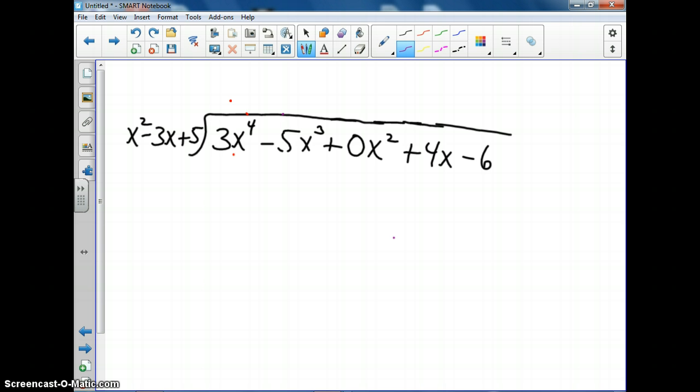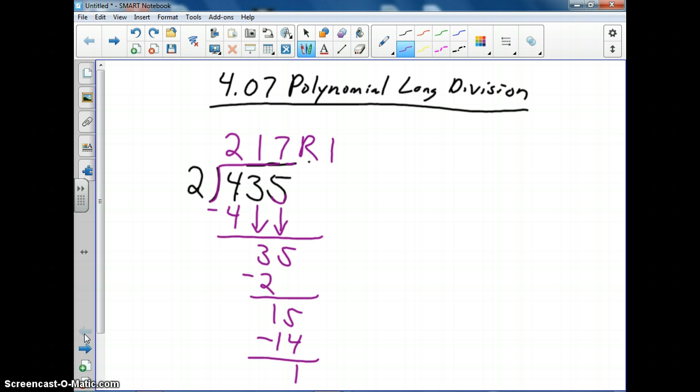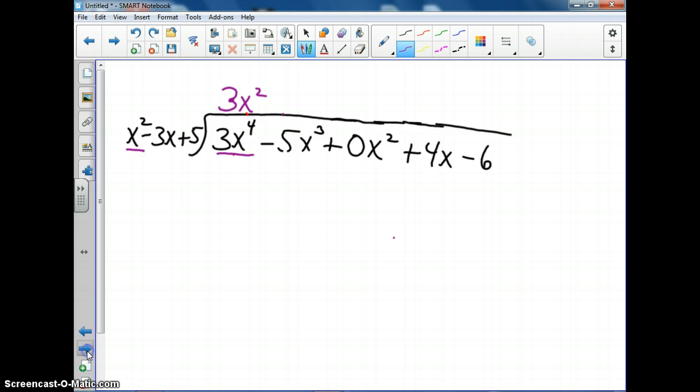So here's what you do. X squared times what equals 3x to the 4th? 3x squared. You're going to write down 3x squared. That's the first thing you do. Now, what's the next step? You multiply.